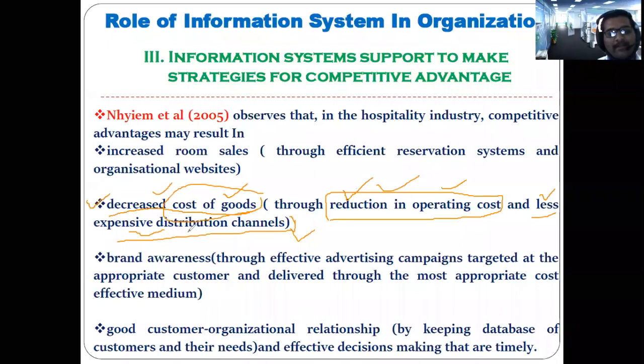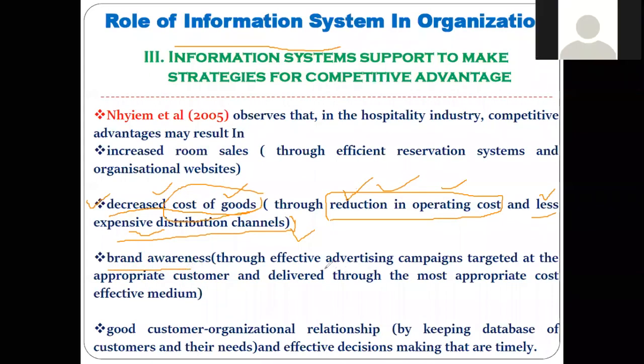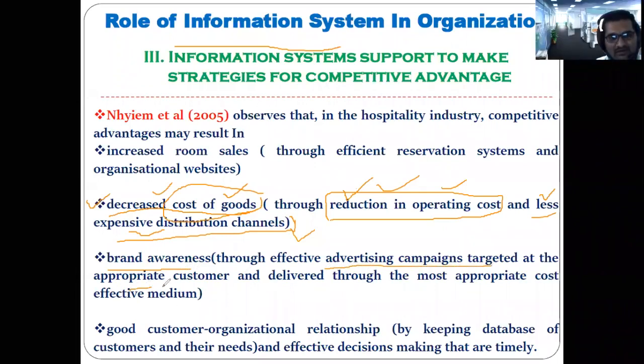Correct? Because of what has it become possible? Because of the information system, that is Amazon, which is working on behalf of Samsung, for example. Another way of getting the competitive advantage is brand awareness, which somebody already mentioned: doing the advertisement campaign of your product to the targeted customers as compared with the competitors. That is also a good way.